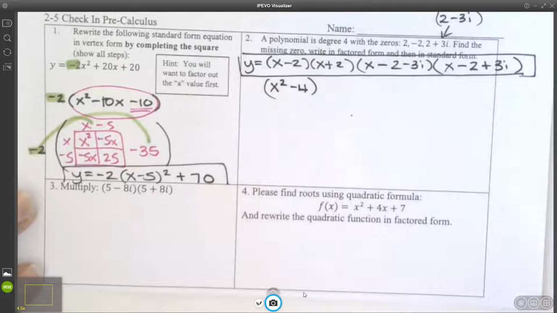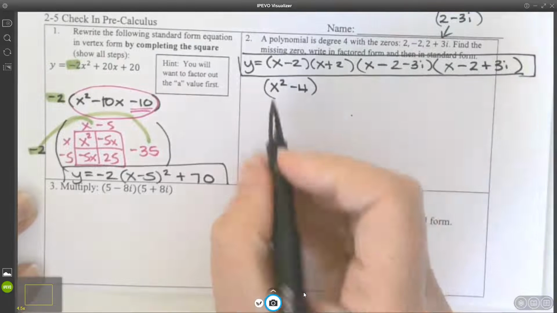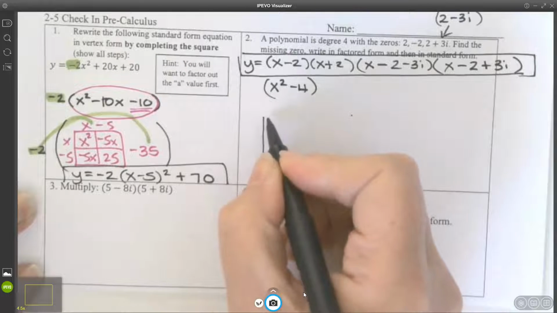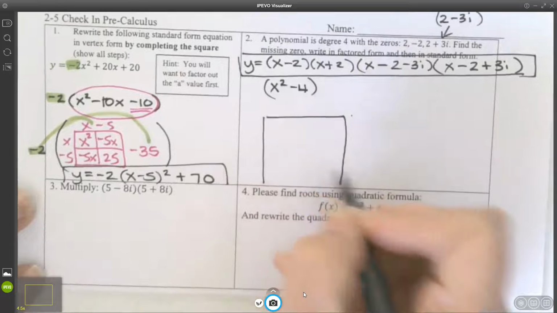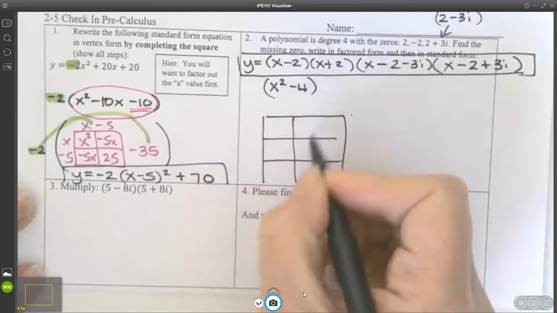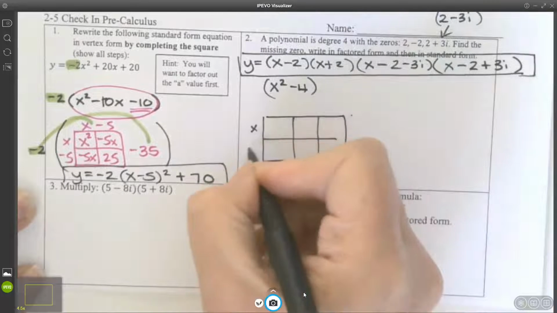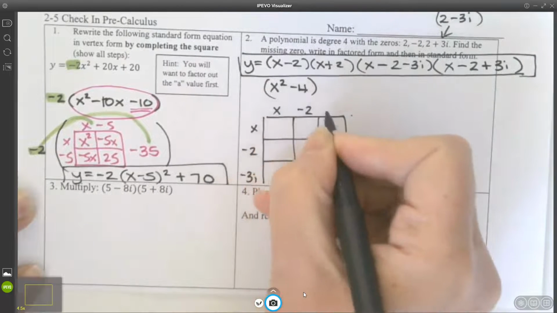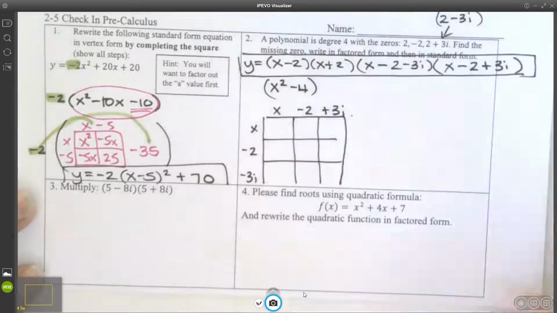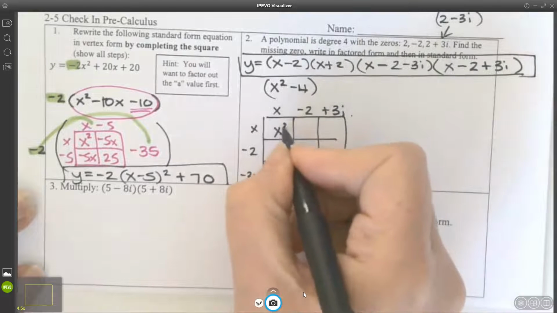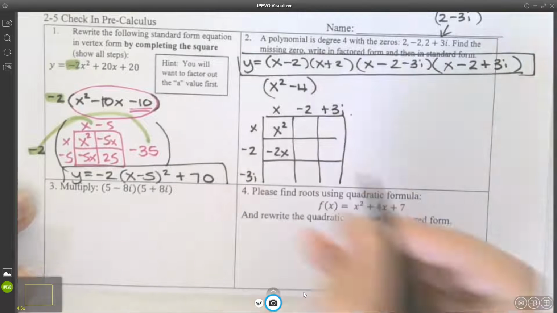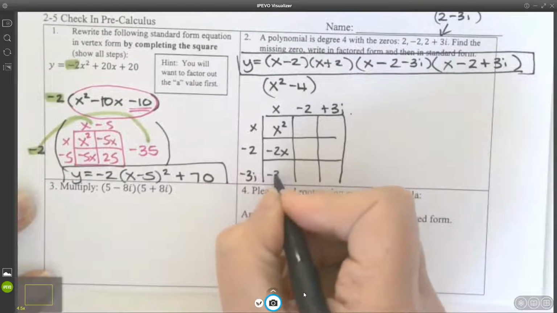This one here is not as easy to multiply. So I'm going to use a little area box in order to do that. So I'm going to create a 3 by 3 area box, and I'm going to put this one down the side, and I'm going to put this one across the top. And then I'm going to multiply. X times x is x squared. X times -2 is -2x. X times -3i is -3xi.